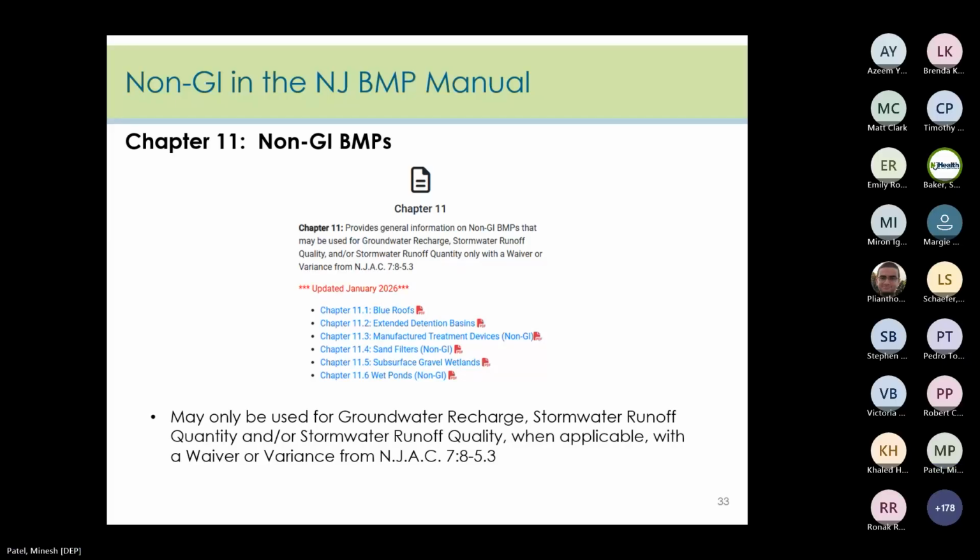table, blue roofs don't have a reuse component, and extended detention basins are typically large and require additional treatment to meet water quality standards. The majority of MTDs currently do not have a soil or vegetative component, so you would find them here in Chapter 11. And then you see non-GI sand filters, subsurface gravel wetlands, and non-GI wet ponds to round out Chapter 11.